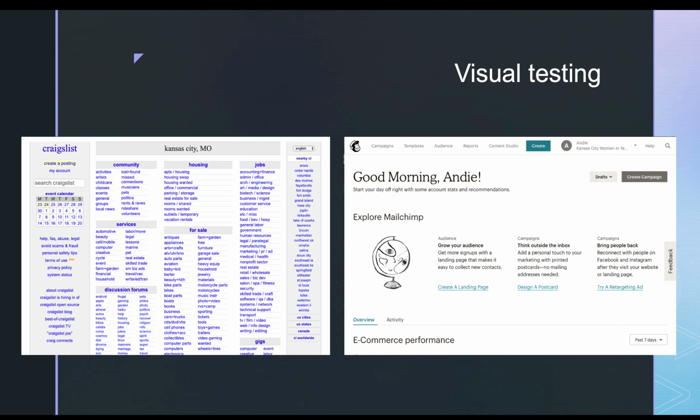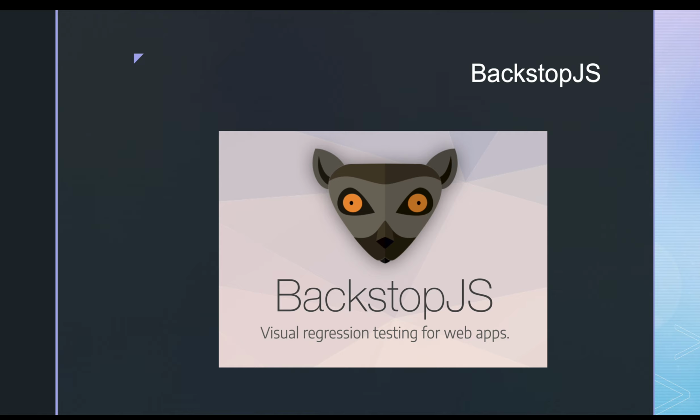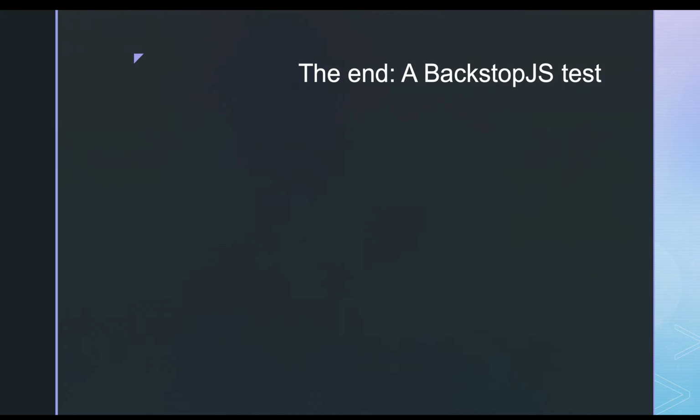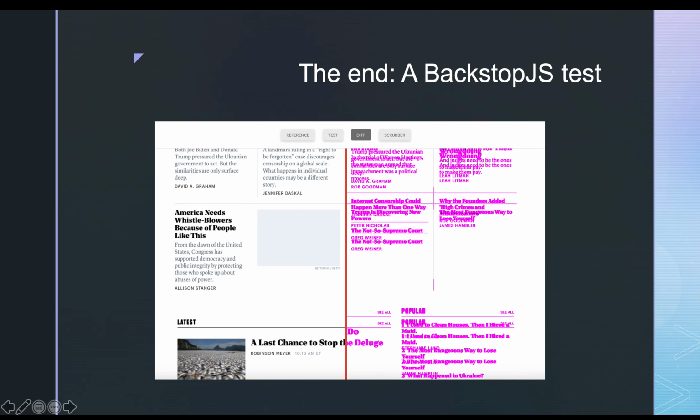So MailChimp's design is central to its ability to create this feeling of, I want to work with this platform. And so making sure that it's visually appearing how it's supposed to is important. And that's why we do visual testing. And we use a tool called BackstopJS. So let's dive into that with the result of a BackstopJS test.